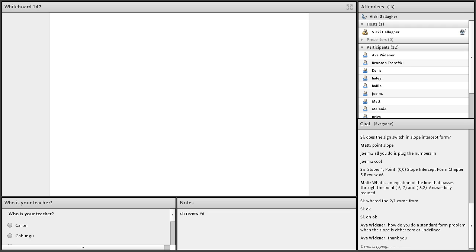Okay, let's see, we did that one. Matt, I think yours is next on the list. So you want an equation. Oh, Matt, you forgot to tell me what format again. So I see two ordered pairs, -6, -2, and then -3, 2. And I just need to know slope intercept, point slope, or standard.